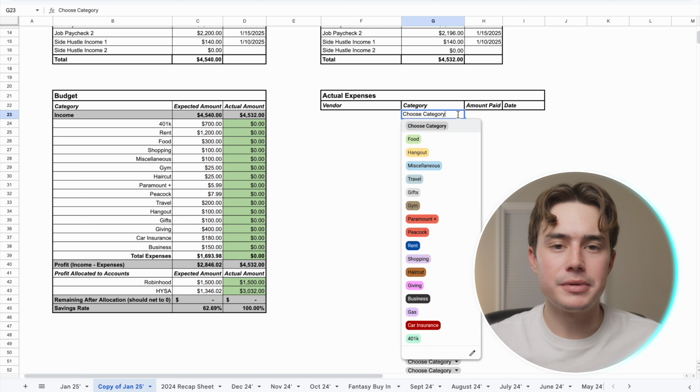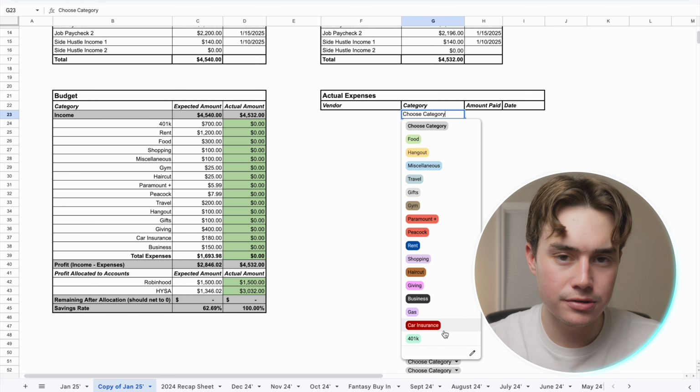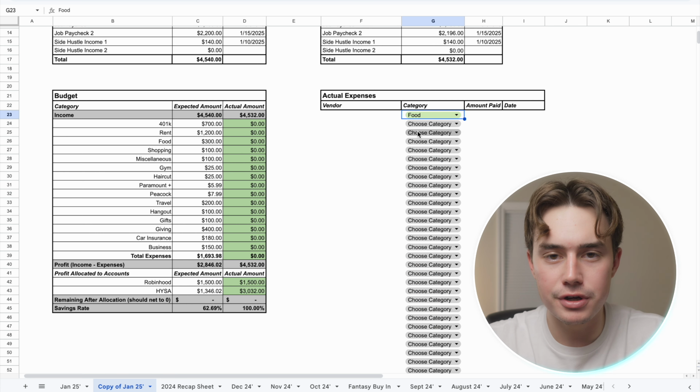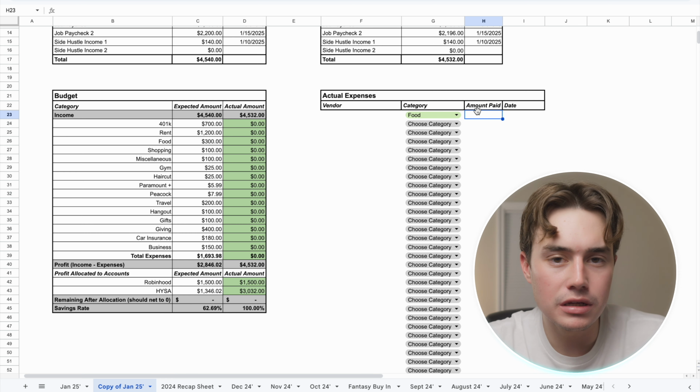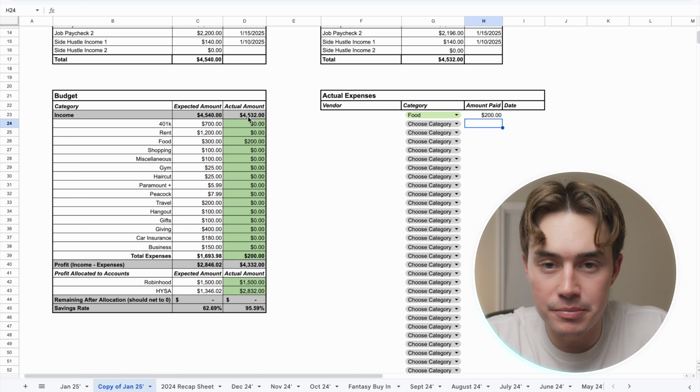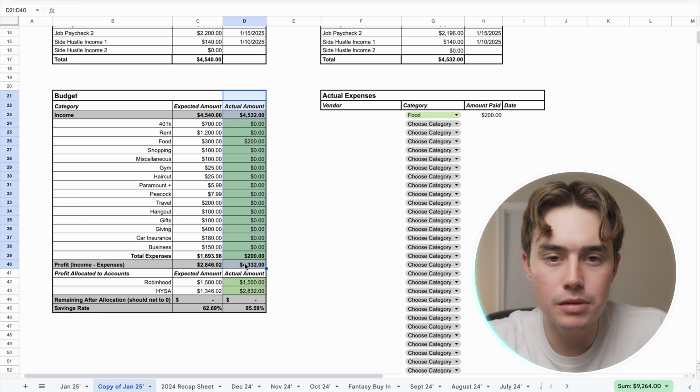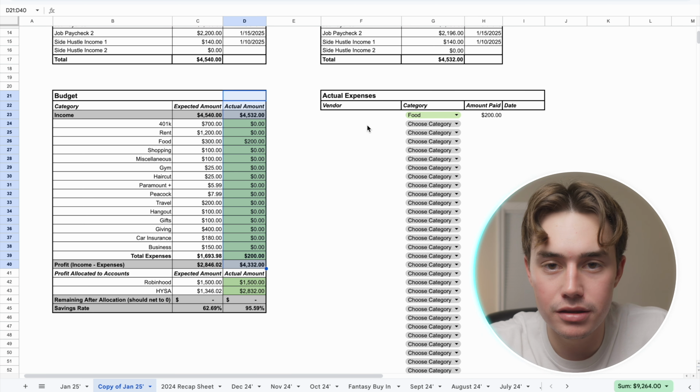I use this little drop-down menu where I have my custom budget categories, and as you can see, if I enter a food expense here, and we go over to the left in my actual amount column of my budget, there's a formula that automatically pulls it into the calculation for the month. This way, I can see throughout the month how I'm tracking with my spending compared to what I had planned.